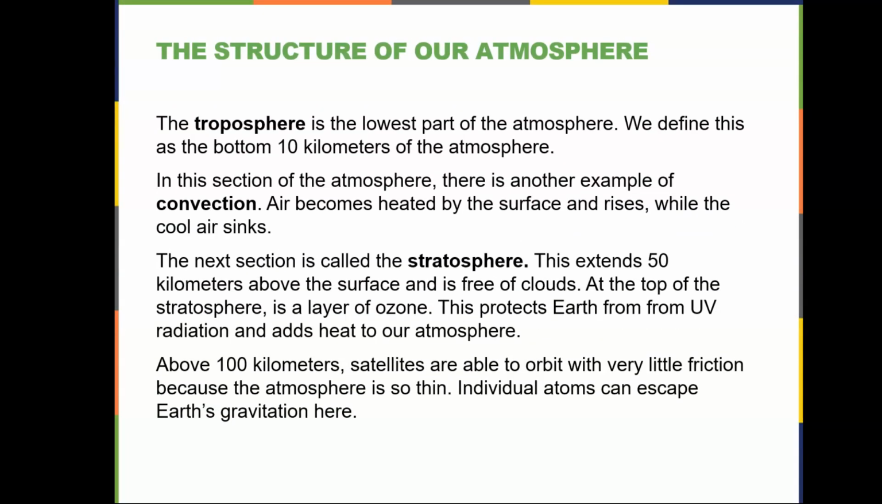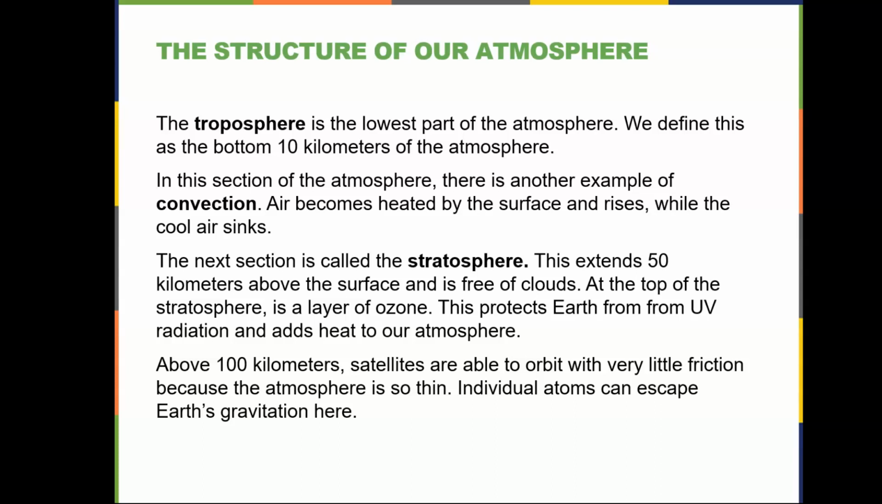We are going to discuss the structure of our atmosphere. The troposphere is the lowest part of the atmosphere. It extends 10 kilometers above Earth and is where airplanes fly and our clouds exist. Convection of warm air heated by the surface and the cool air from higher up occurs.